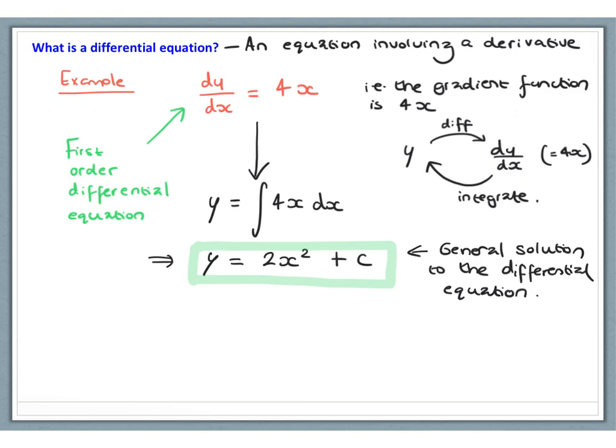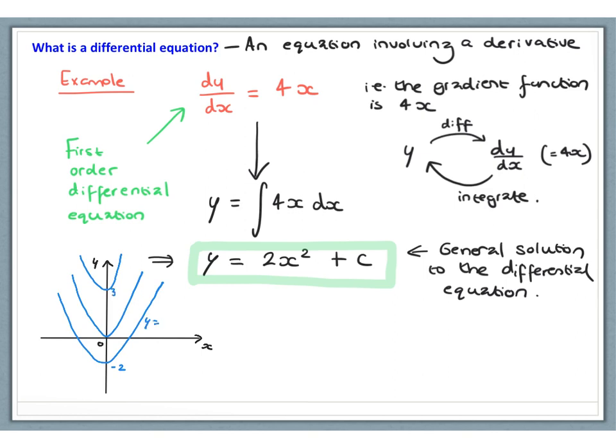Now, what does it represent? y = 2x² + c. Well, we can sketch this because, of course, this is the equation of a graph. What the graph will look like will depend on the value of c. If c is equal to 0, then of course we have a parabola that passes through the origin. If c is equal to, let's say, -2, we'll have a parabola that looks like that. If c is equal to, let's say, 3, we'll have a parabola that looks like that.